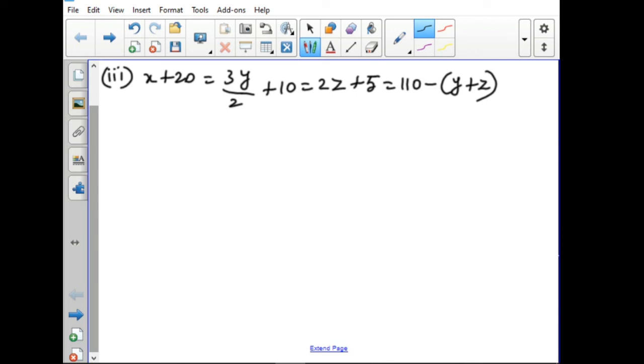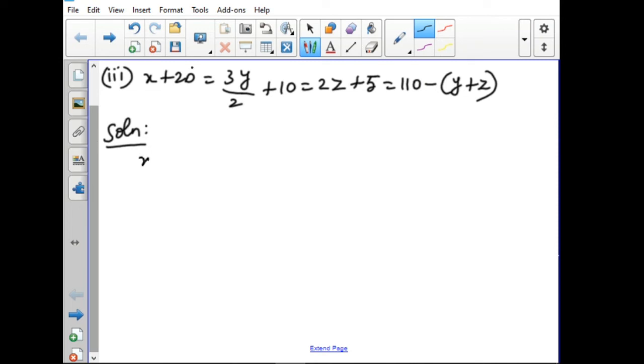So you have to see that the third one: x plus 20 equal to 3y by 2 plus 10 equal to 2z plus 5, like that they have given. They have given means we have to consider the first two terms. Now I am going to consider the first two: x plus 20 up to one term, 3y by 2 plus 10 up to second term, 2z plus 5 equal to this up to 3 terms.